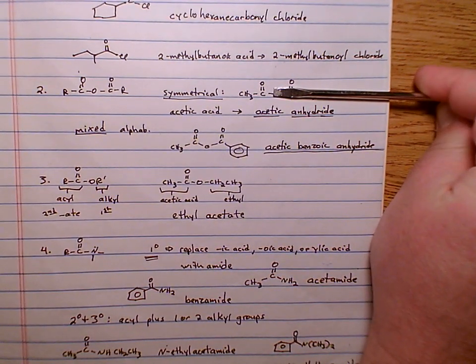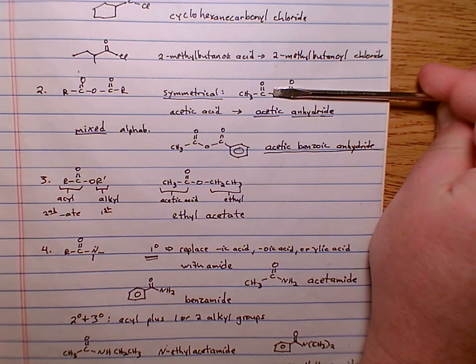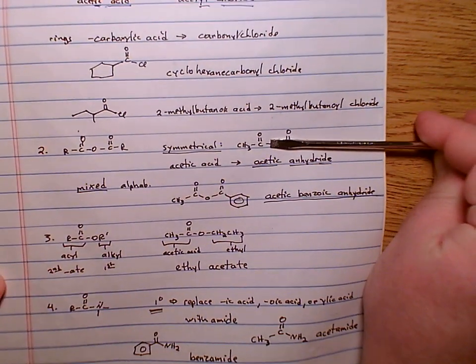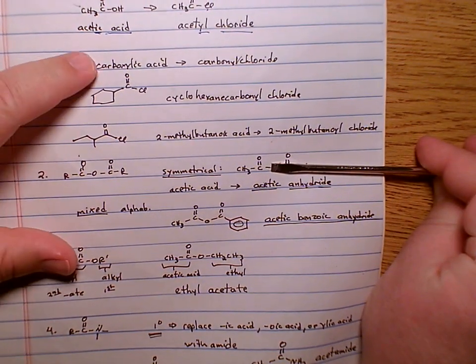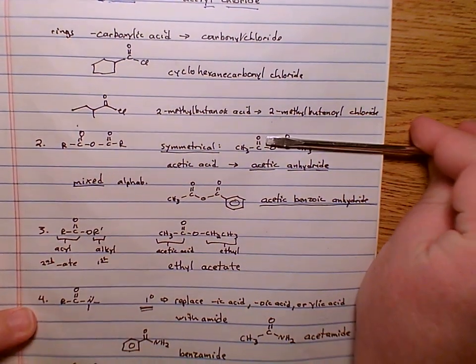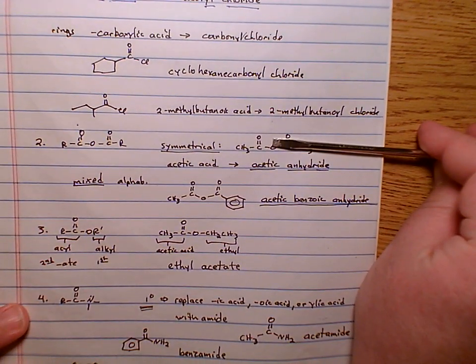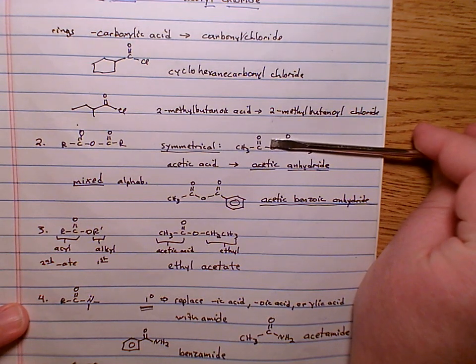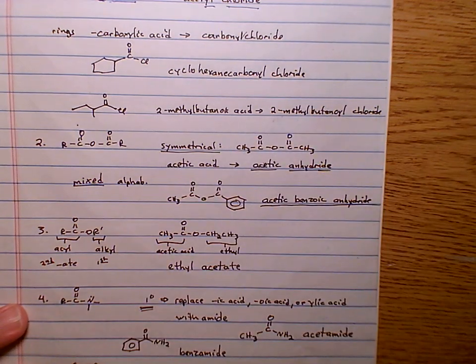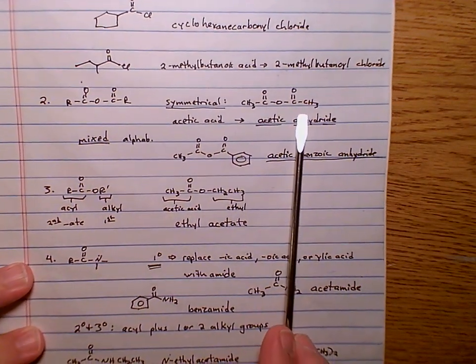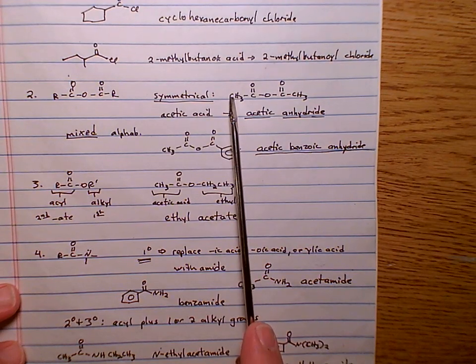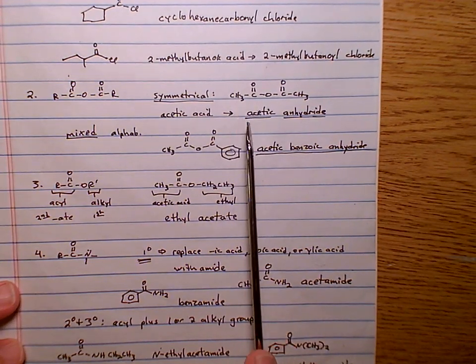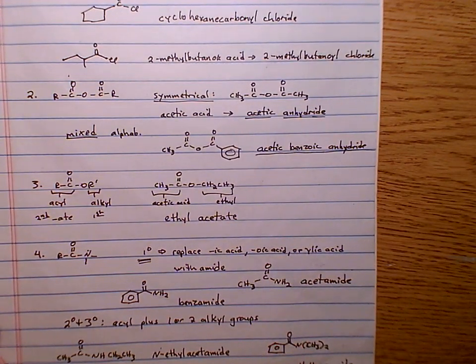And what if this acyl group was part of a carboxylic acid? Well, we've already seen that. If this is a carboxylic acid, that would be acetic acid. And so we're going to change from acetic acid. We're just going to drop the word acid and add anhydride. So with this symmetrical anhydride, acetic acid, because this is the acid group, becomes acetic anhydride.